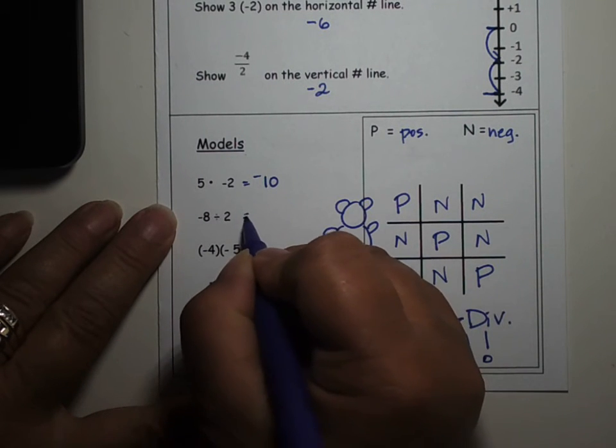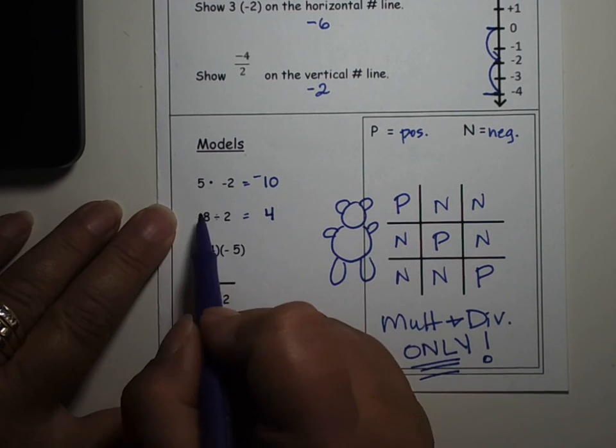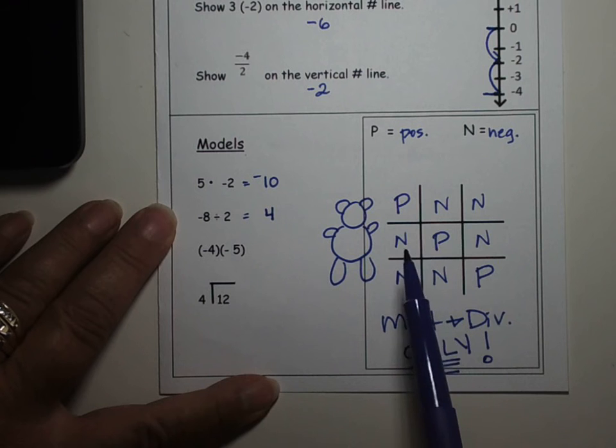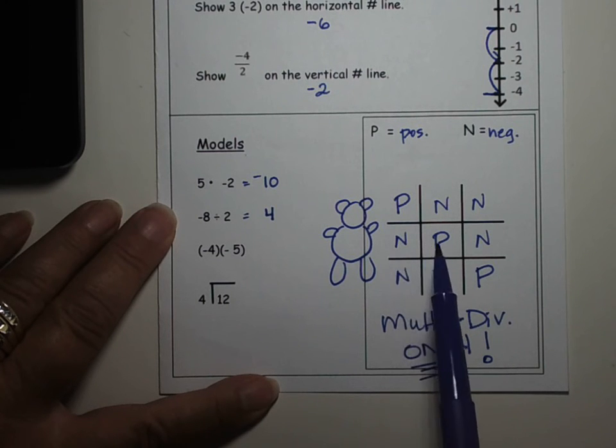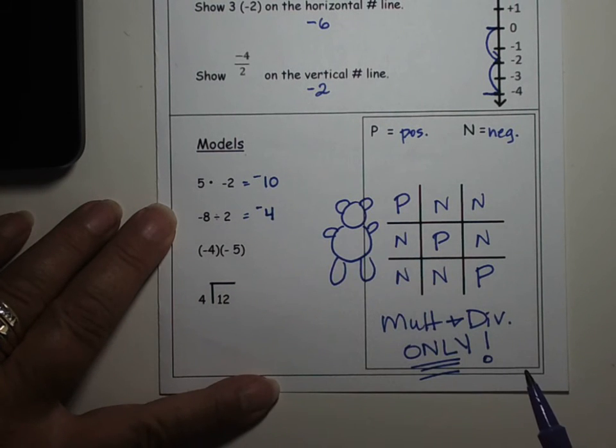All right, so this time we're going to divide. 8 divided by 2 is 4. This time we have a negative and then a positive. So find a negative next to a positive. A negative divided by a positive is a negative. So we end up with a -4.